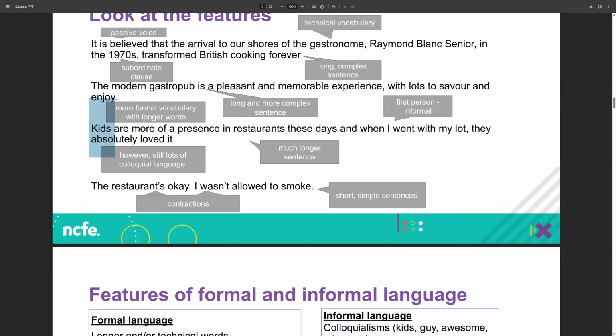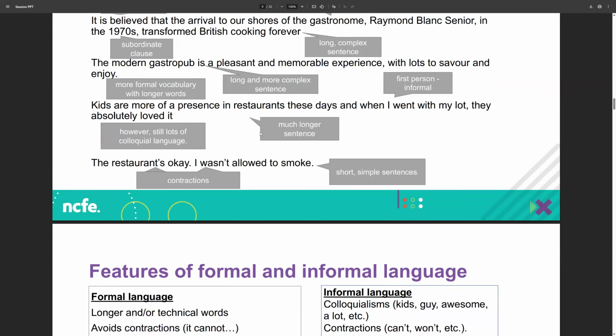Whole sentence. Yes. So kids are more of a presence in restaurants these days, and when I went with my lot, they absolutely loved it. It's a long sentence with only one comma, so it's not super complex. Lots of colloquial language. They, I, these kinds of first person things are generally informal.